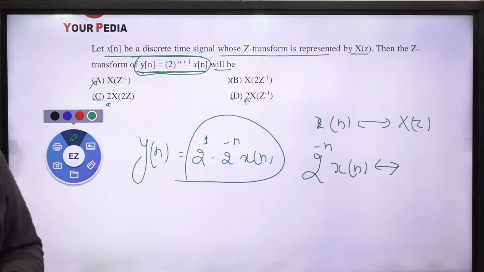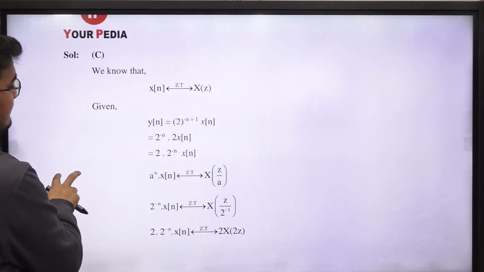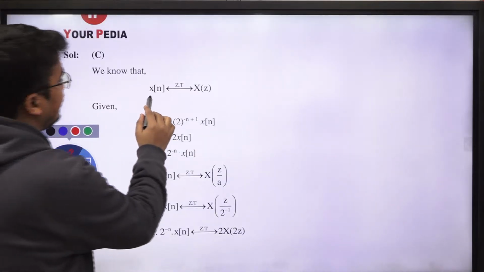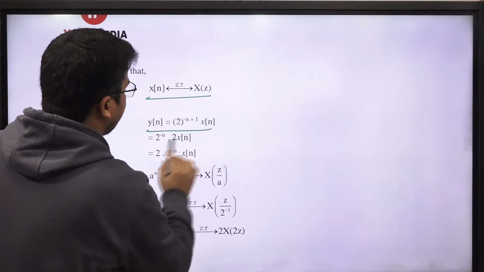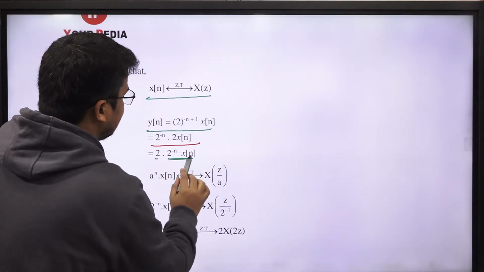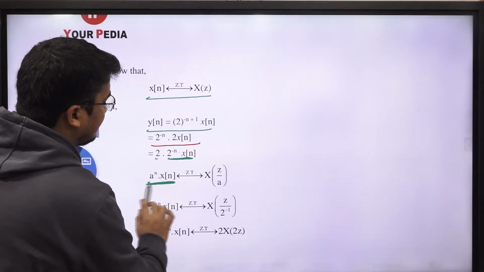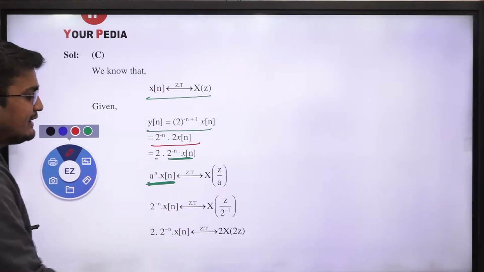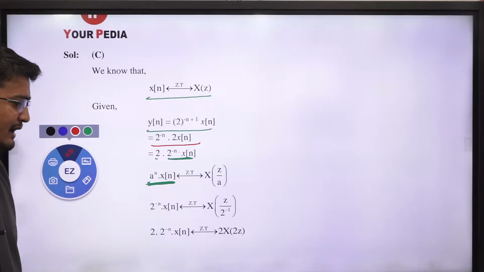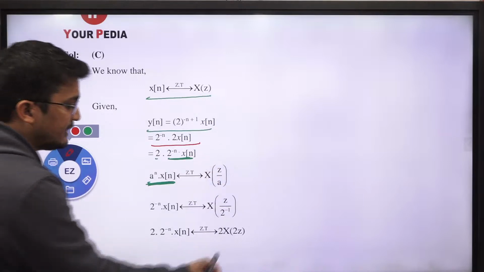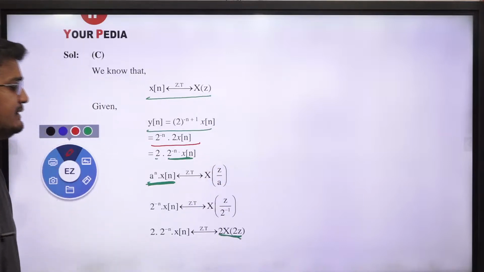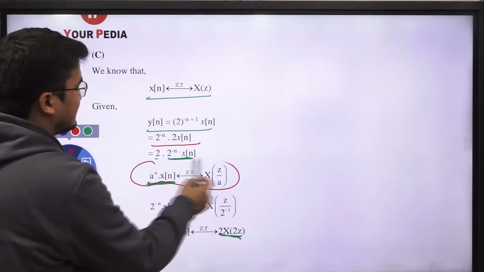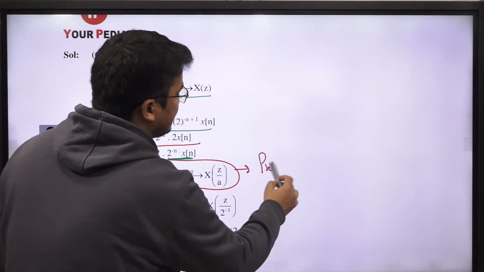Do it fast. Answer will be C. How? You can check here. So as I told you, x of n is transformed with x of z, and y of n can be written like this. Again separating this, again using this property. This is a very important property you might have studied, right? Clear? So what can I write? I can write 2 raised to power minus 1, and if I take 2 minus 1 above, it will become 2. So the answer will be 2 x of z. Check it please. This is the property of the z transform I'm using here.